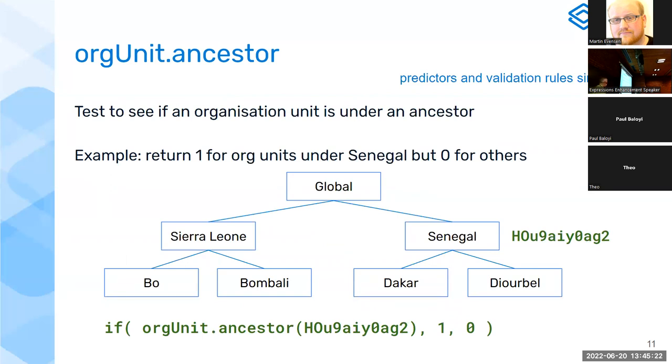A new function that was introduced. We're going to move a little away from indicators for the moment. And this is a function that was introduced in 2.37 for predictors and validation rules.